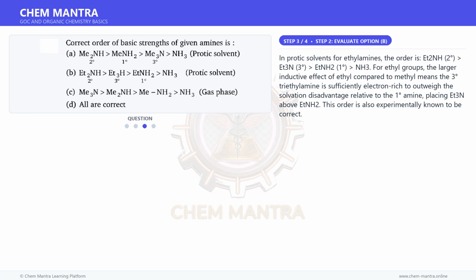In protic solvents for ethylamines, the order is Et2NH (2 degrees), Et3N (3 degrees), EtNH2 (1 degree), NH3. For ethyl groups, the larger inductive effect of ethyl compared to methyl means the 3 degrees triethylamine is sufficiently electron-rich to outweigh the solvation disadvantage relative to the 1 degree amine, placing it, Et3N, above EtNH2. This order is also experimentally known to be correct.